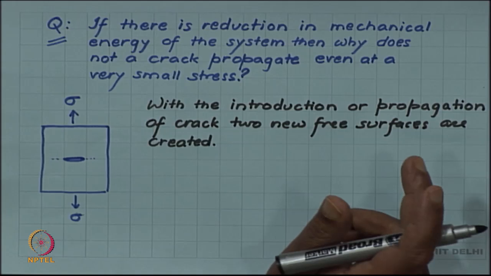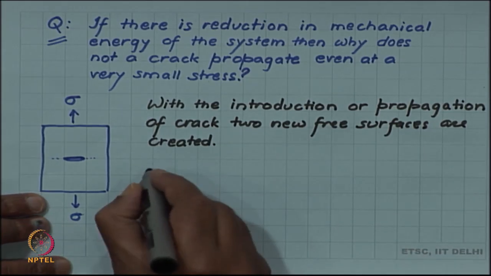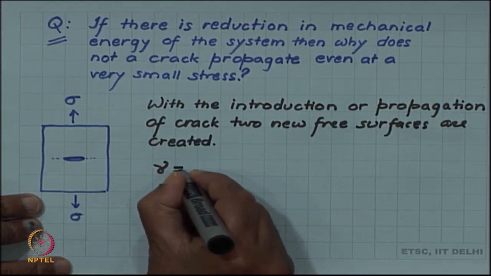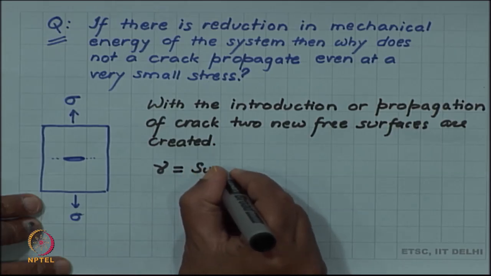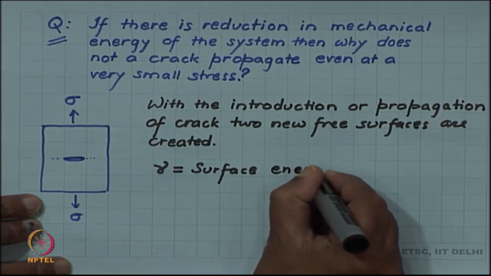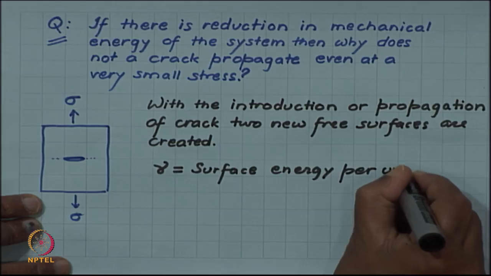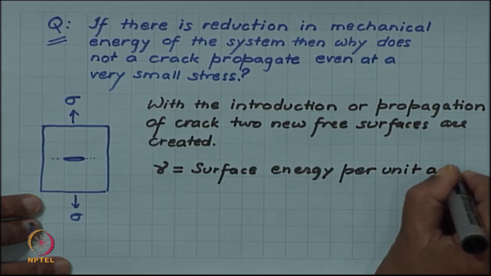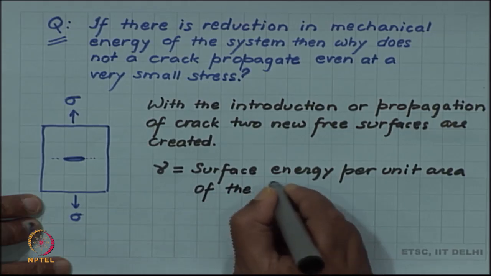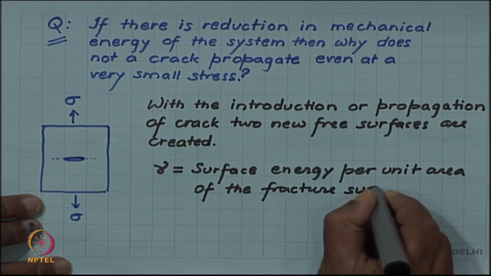And we know that every free surface is associated with a positive surface energy per unit area. So, let gamma be the surface energy per unit area of the fracture surface.